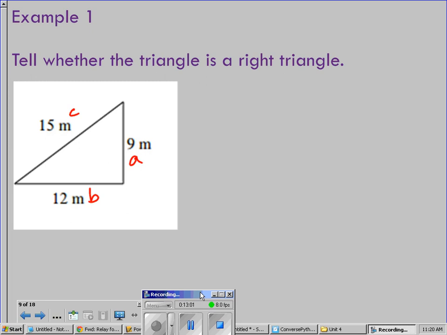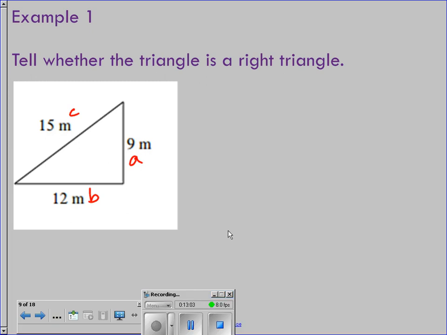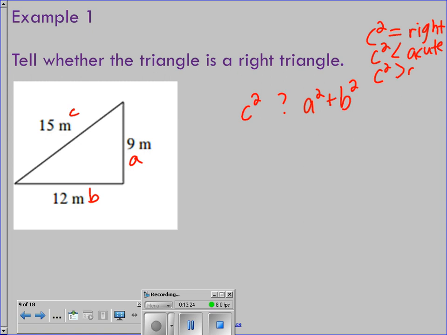So I'm going to say a squared plus b squared equals c squared, or, like I said before, it's better to put c squared first. We're going to say c squared has what relationship with a squared plus b squared. Now remember, if c squared is equal to, then it's right. If c squared is less than, it's acute. And if c squared is greater than, it's obtuse. So, go ahead and plug it in. 15 squared has what relationship to 9 squared plus 12 squared?